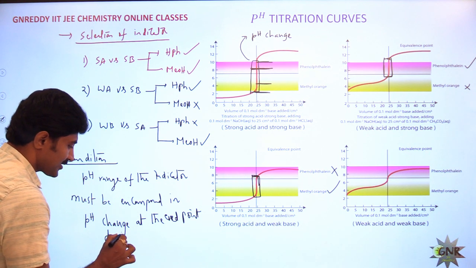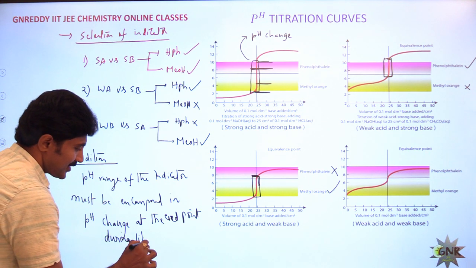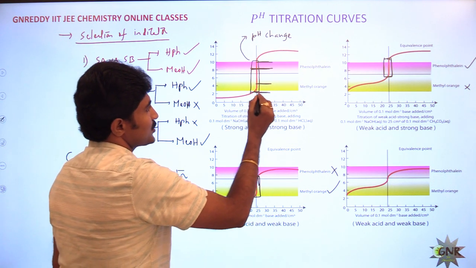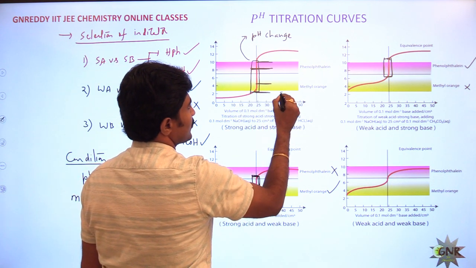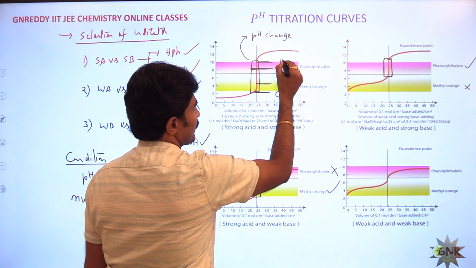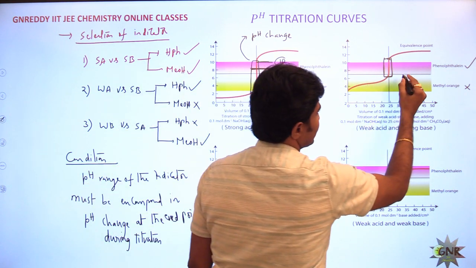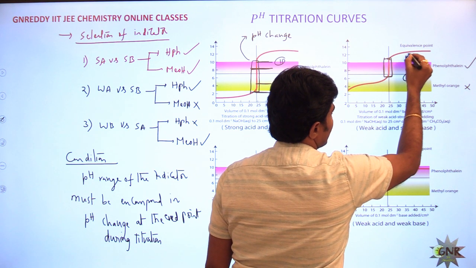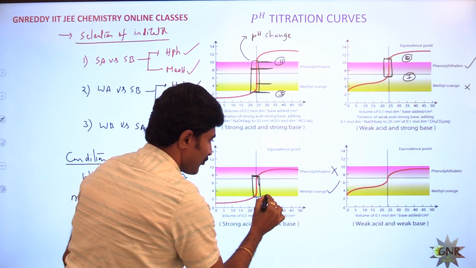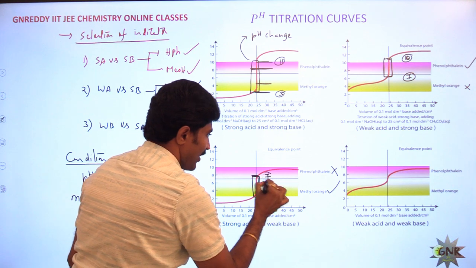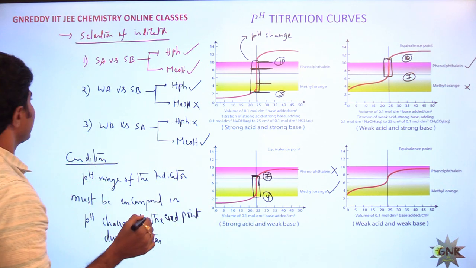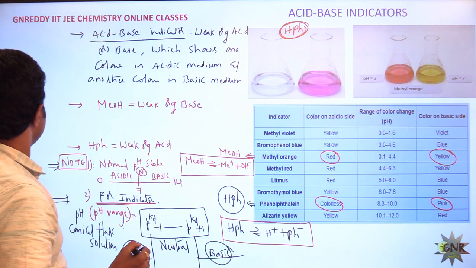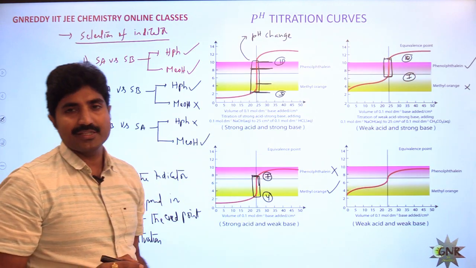So this is the condition. Based on this only we can understand. If you look at this one, this zone is nearly 3 to 11 zone, this zone is 7 to 10 zone, and this zone is 4 to 7 zone. Already in the previous slide we have seen. The pH range of the indicator must be encompassed in this zone.